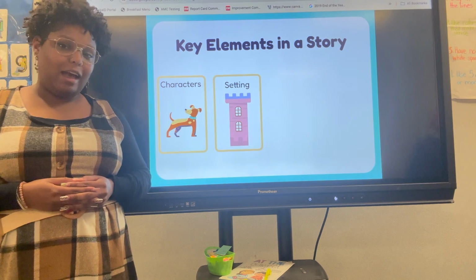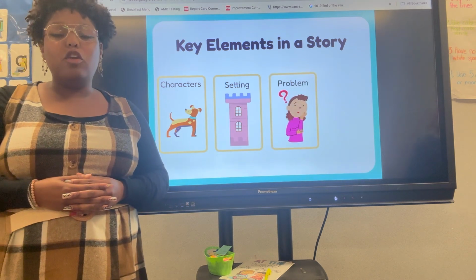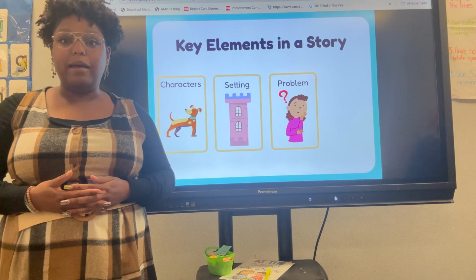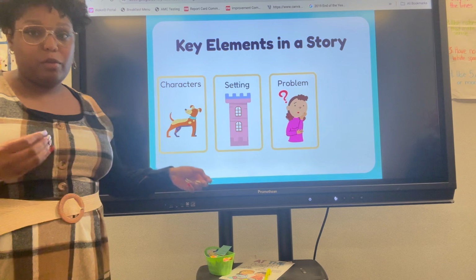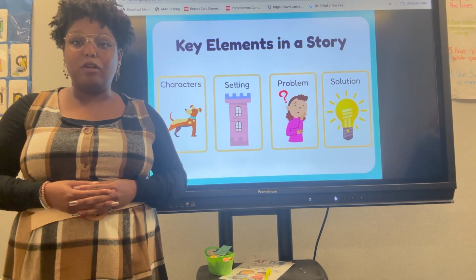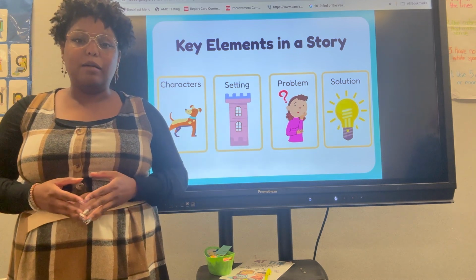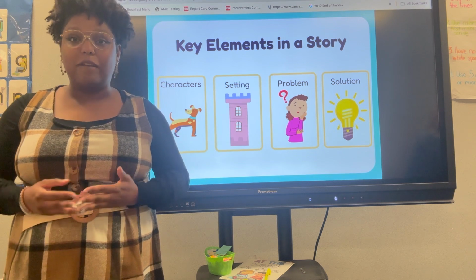Our next key element is the problem. Normally, characters within a story are going to face some sort of problem. And by the end of their story, which brings us to our last key element, is how they solve the problem, or the solution. These 4 key elements are essential to understanding a story from start to finish.